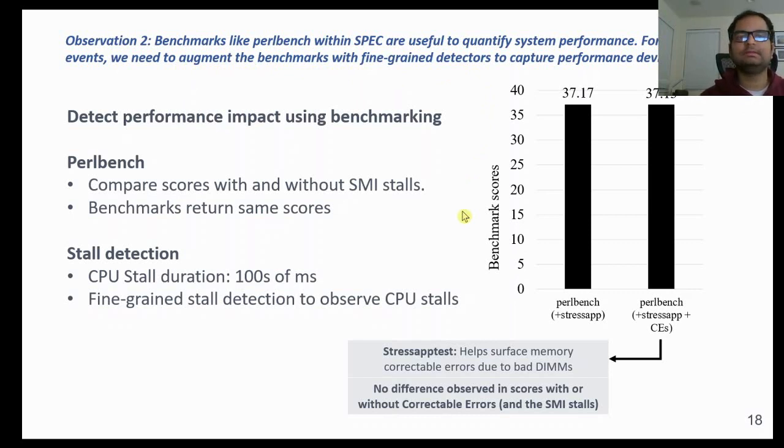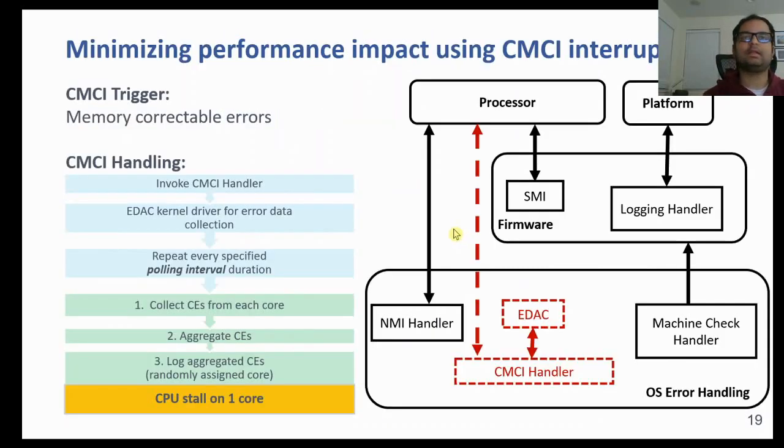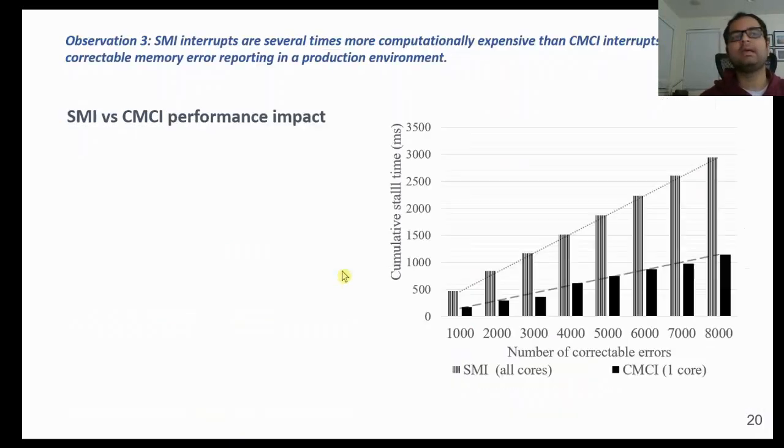Now that we have understood the different characteristics of SMI, let's recap the CMCI architecture a bit before going for comparison results between SMI and CMCI. So the CMCI has a trigger of memory correctable errors, and it only uses the CMCI handler, and EDAC then reads the registers from the CMCI handler based on what is configured as polling interval, and then logs the aggregated CEs, which in turn results in stalls on only one core. Now with that recap, let's go back and try to compare the SMI and CMCI interrupt events.